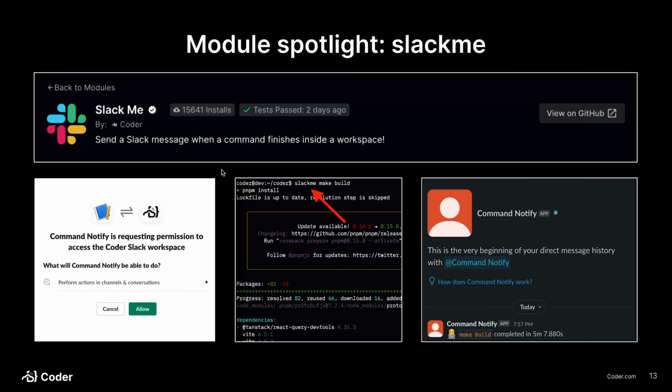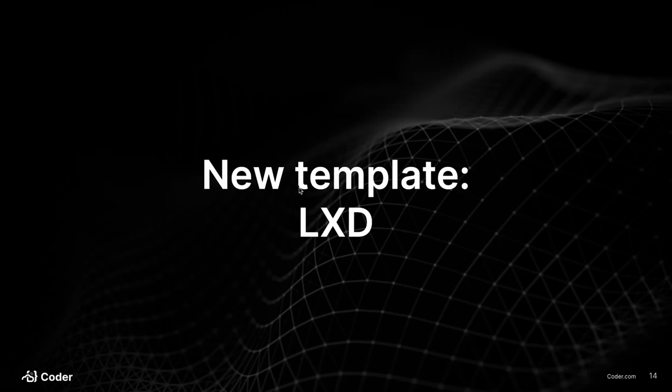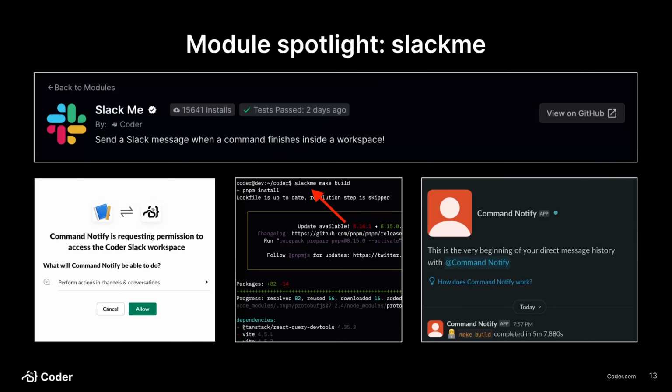One module I wanted to point out that is super interesting is the slackme module. The way this module works is very similar to the way GitHub authentication works. Once you add this module in, users will be prompted to link their Slack accounts. Then in the terminal, they can run the command slackme before any command that they're running. So such as slackme make build, it'll kick off that command as normal. But the main advantage here is the developer can go on to another task and get a notification in Slack when that command is completed.